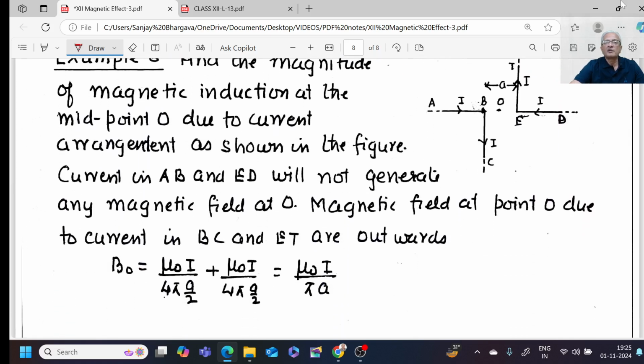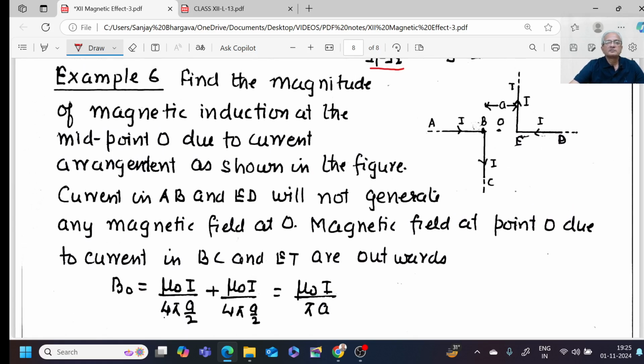Now example number 6. Find the magnitude of magnetic induction at the midpoint O due to the current arrangement as shown in the figure. Current is flowing in these two conductors of this shape. You need to calculate what would be the magnetic field at point O.